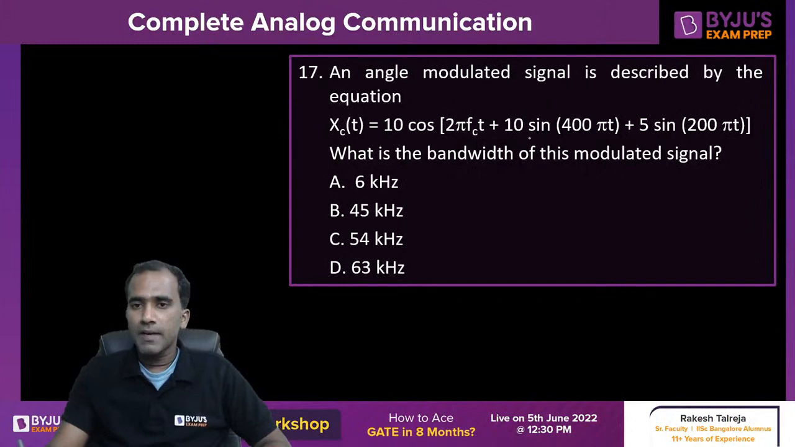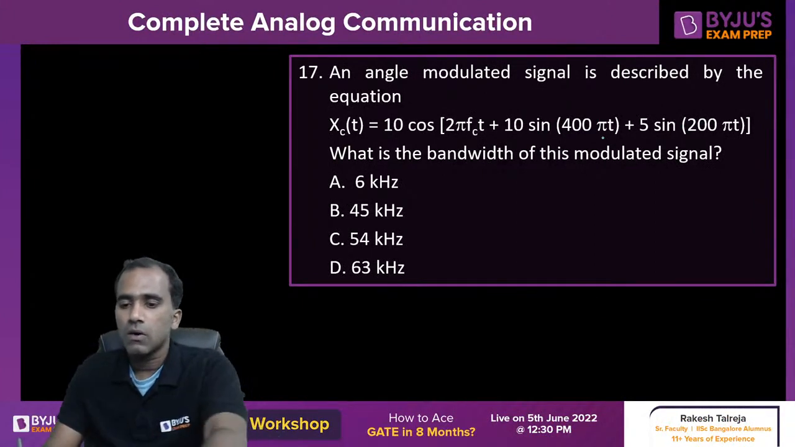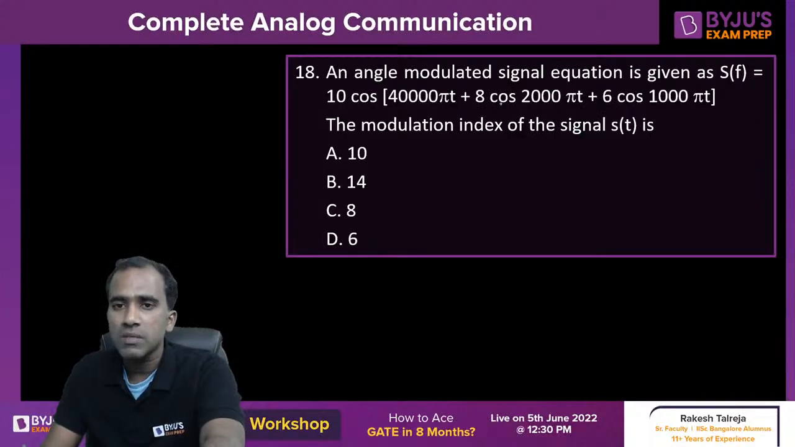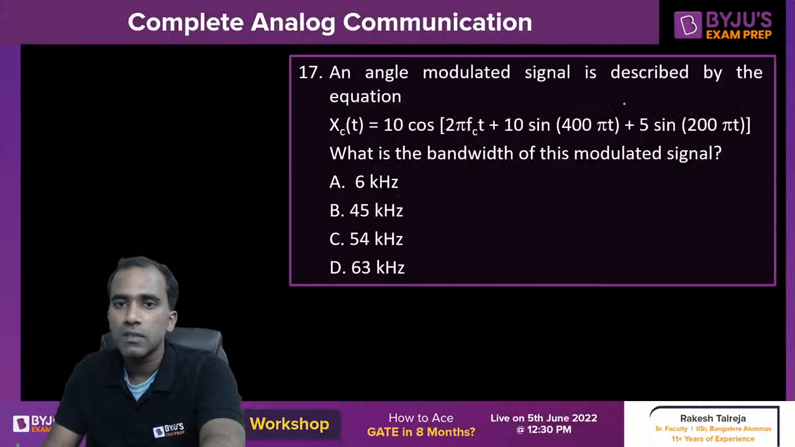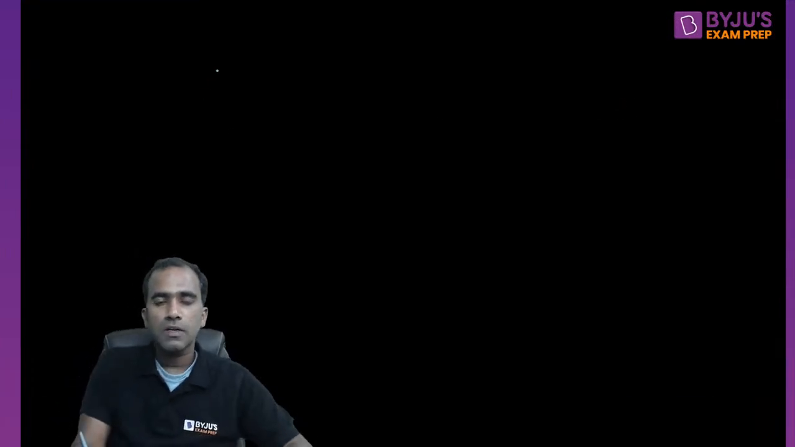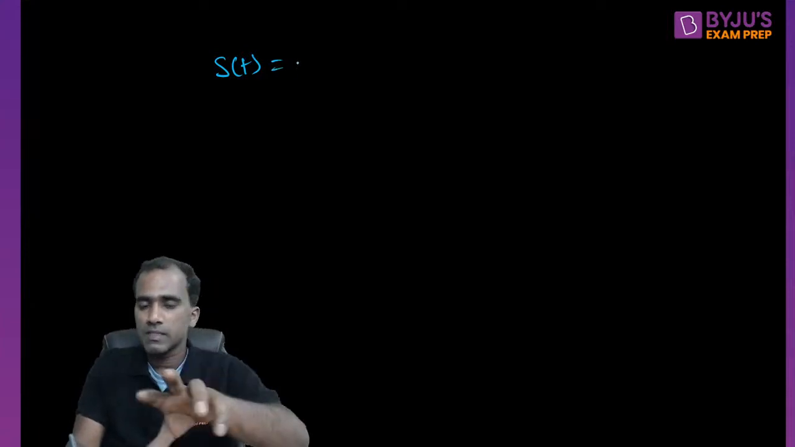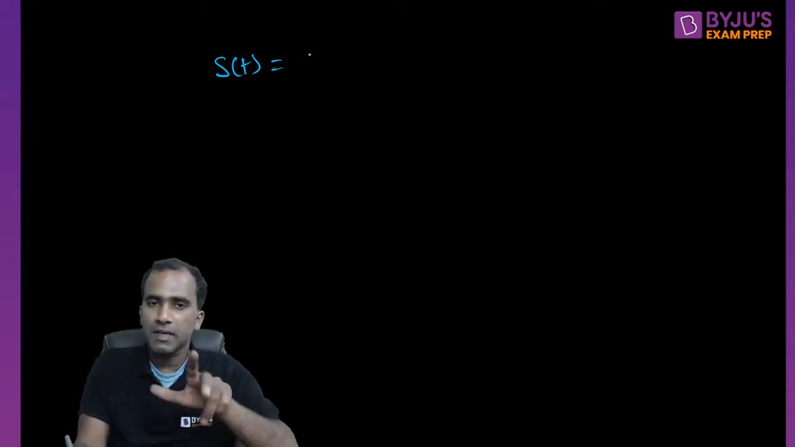When two sinusoidal terms are there with different frequencies, or when two cos terms or sine terms are there with different frequencies, how to solve it? That is the question. So here I'm covering all models of questions. In similar model, I'm covering different types that can be asked.